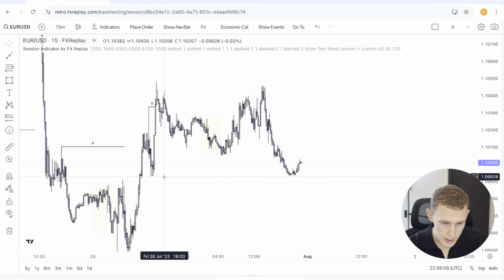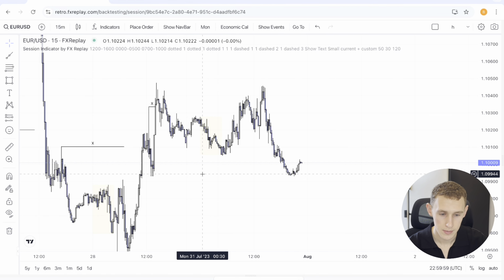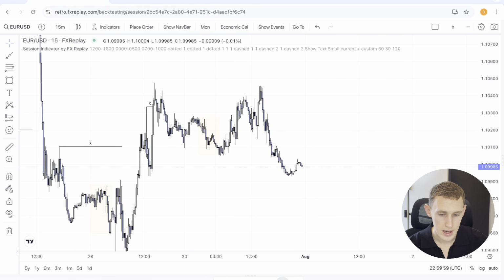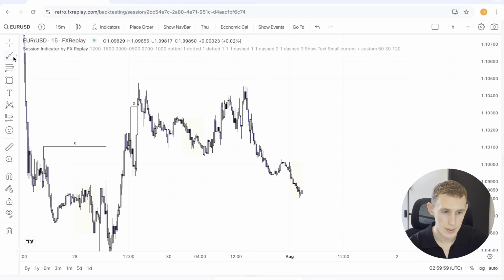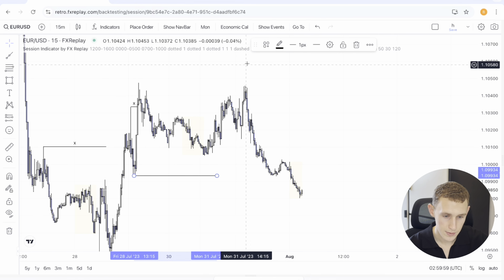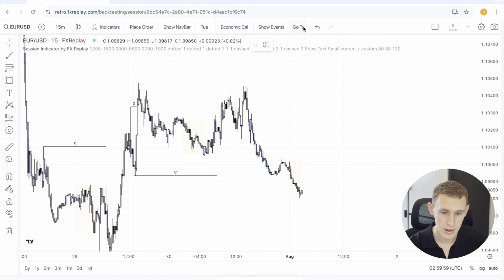Okay, so it hasn't quite swept it. It's formed these like equal lows with it. That's not currently valid for me. I need to see a break below. And yeah, there we go. So that's our break below previous structure, as you guys can see just there.